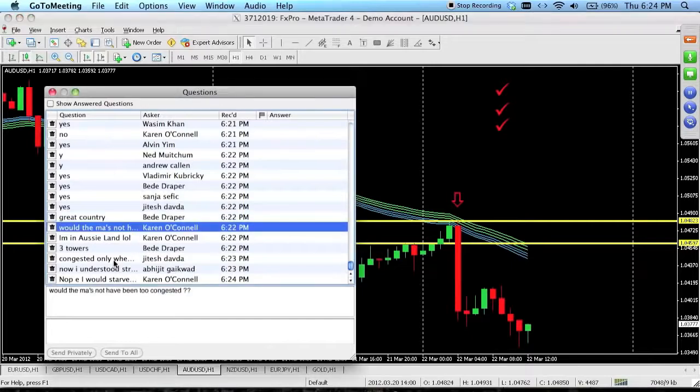Now, Karen, would the MAs not have been too congested? No, because maybe from your screen you're not able to see. It's not as clear, but you can easily see through all the MAs. There's enough black space between each MA. None of them are touching together.